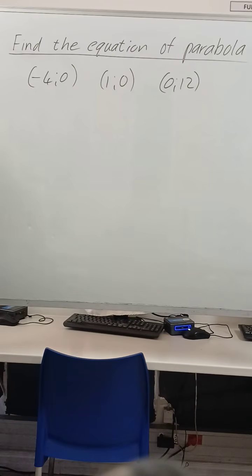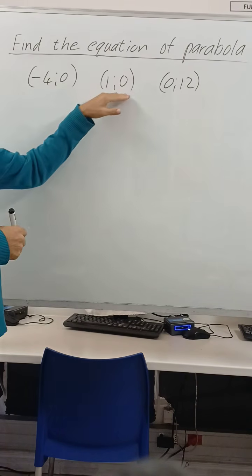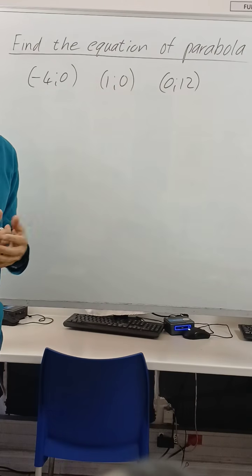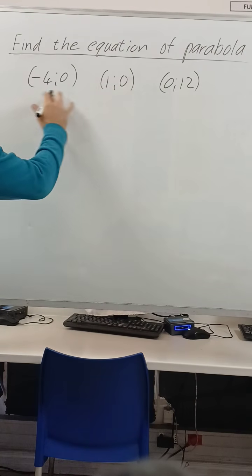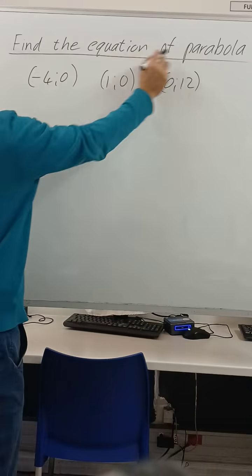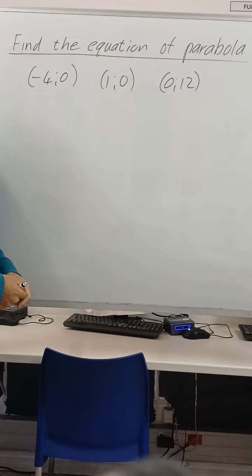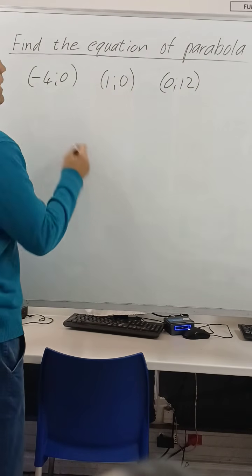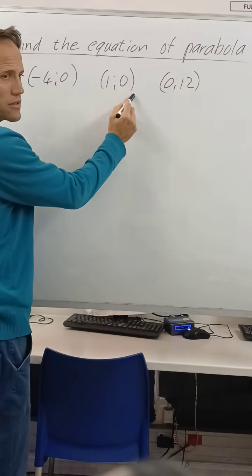So let's look at this. Okay, we got only (-4, 0), (1, 0), (0, 12). That's our three coordinates. That's all they gave you, and you must use this to find the equation of the parabola. Okay? So we got the x-intercepts.